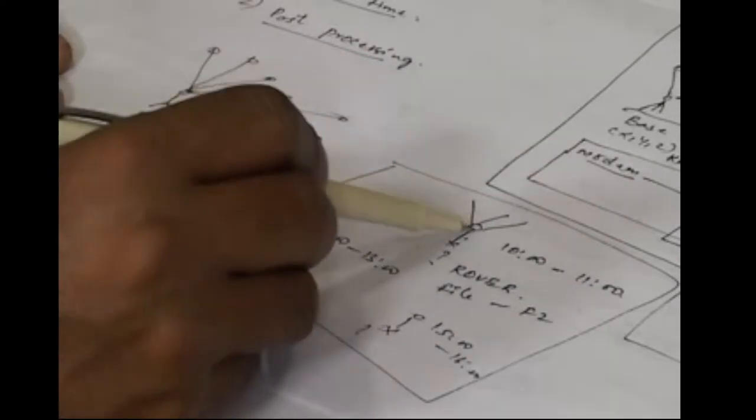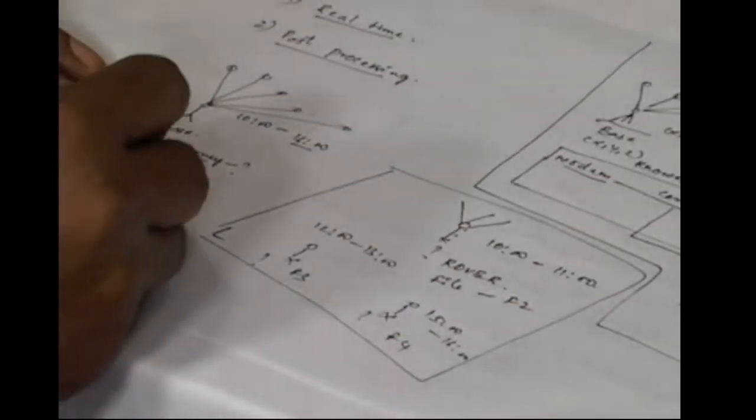So then the base also should be simultaneously getting the data. That means to say the base should be on from 10 o'clock to say 16 hours. In order to apply these differential corrections, the base and the rover should be observing the satellites simultaneously. Then these files, let me call them F3 and F4, will be stored in the rover.